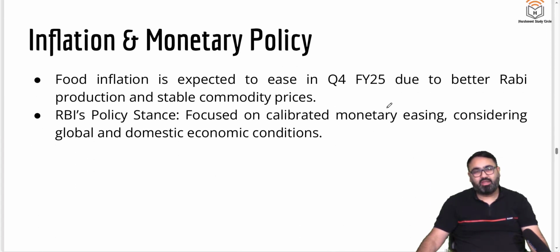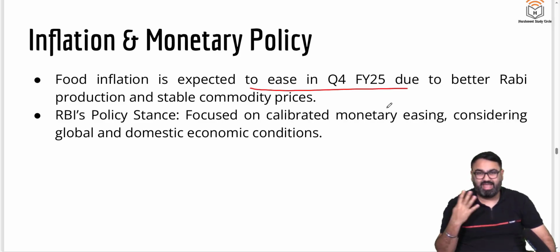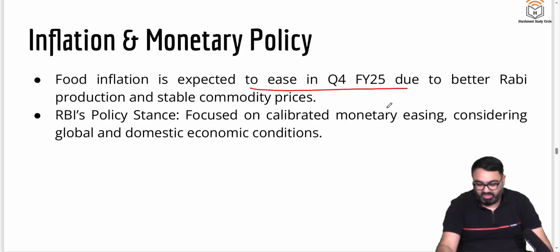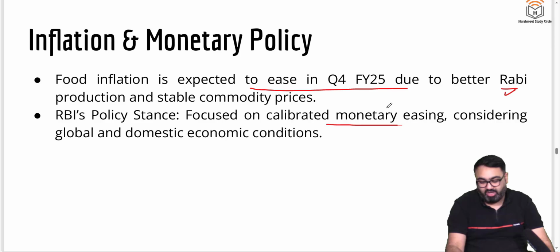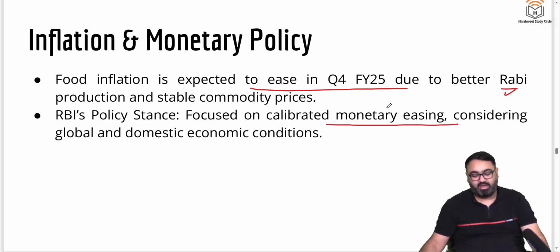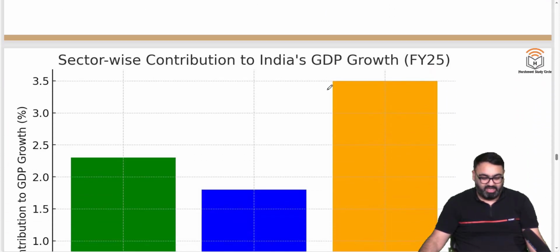It also talks about our inflation and monetary policy. Food inflation will ease, meaning the prices will not be as high or increasing as high, because Rabi production will be much better this year. RBI also is focusing on monetary easing. It is making sure that we provide enough capital for businesses to expand their ventures. They are making sure that inflation eases down in India.